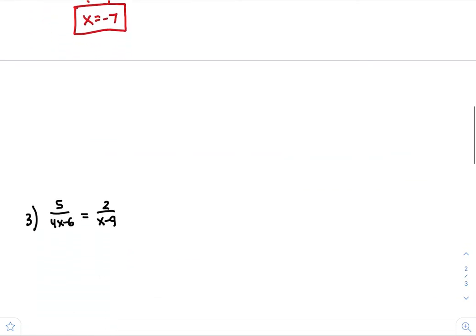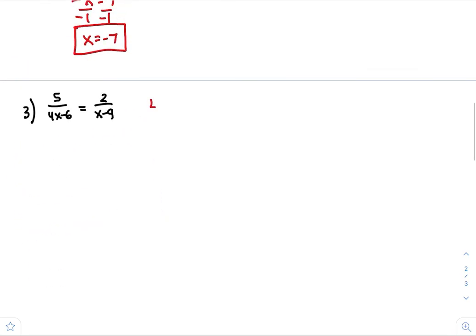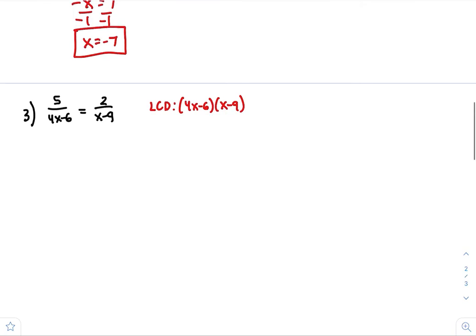And lastly, number 3. Okay, so the least common denominator is going to be 4x minus 6 and x minus 9. So we're going to multiply both sides by that, times that, and times this side by that as well.